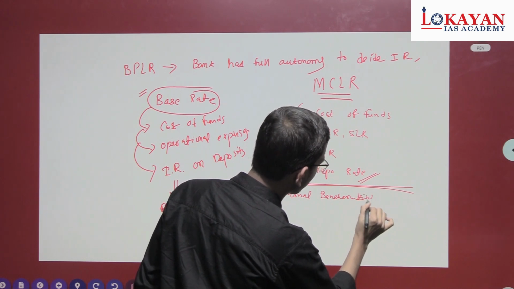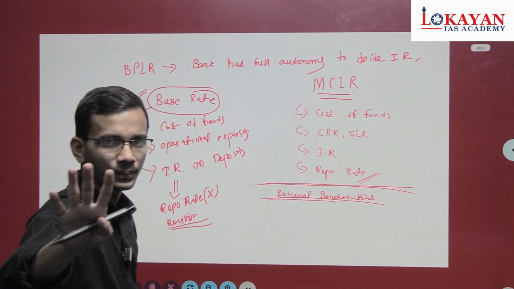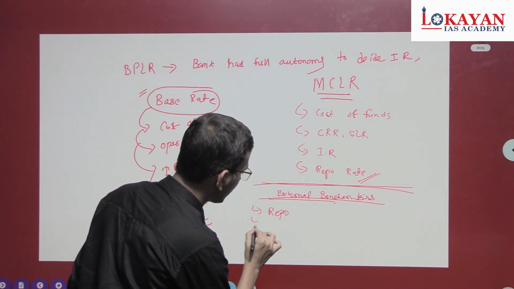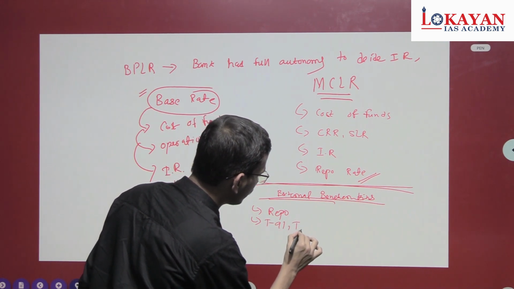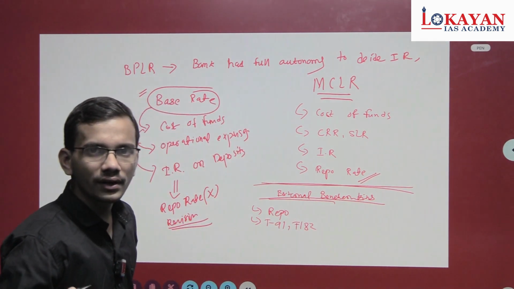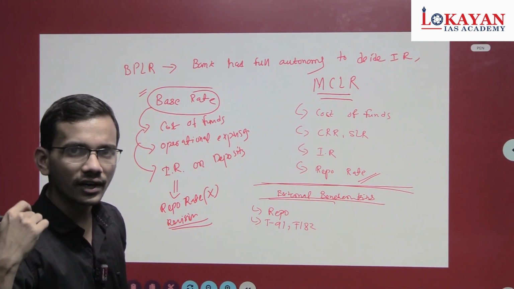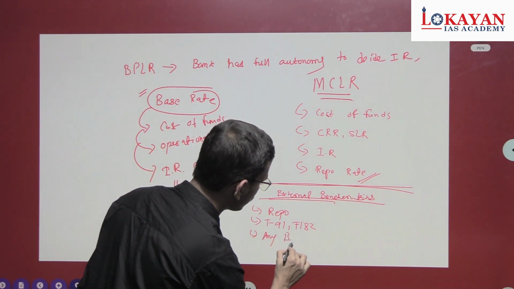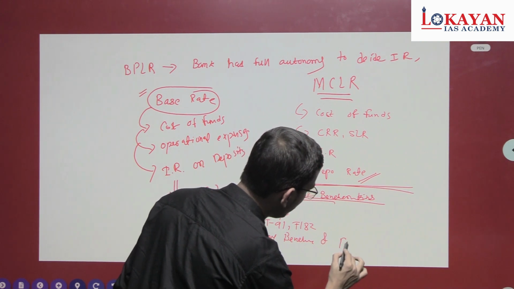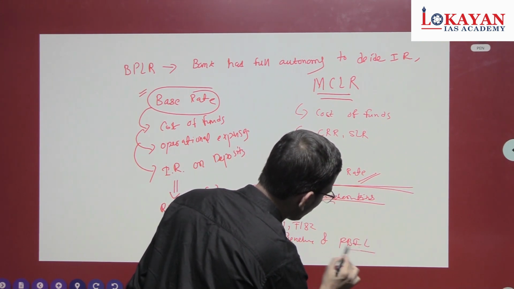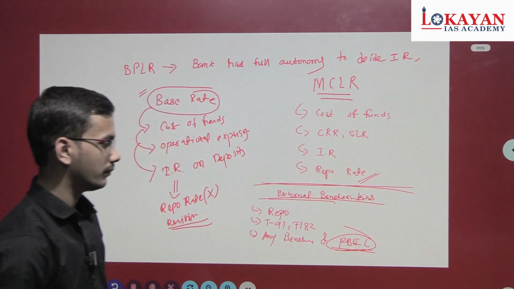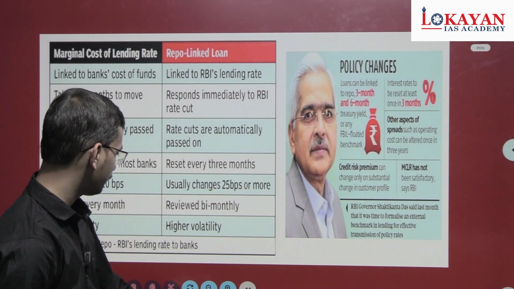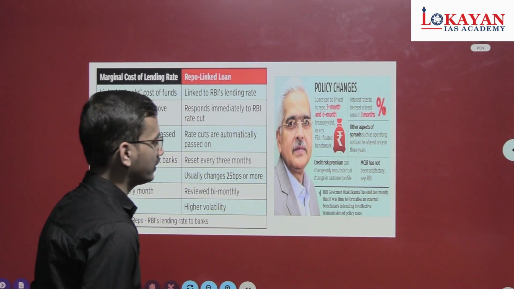So under external benchmarking, RBI gave 4 options. First one is repo. Second is yields on treasury bills 91 days, yields on treasury bills 182 days, or any benchmark of FBIL, Financial Benchmarks India Limited. Okay, this is external benchmarking. Let's see in detail. See what RBI is saying.